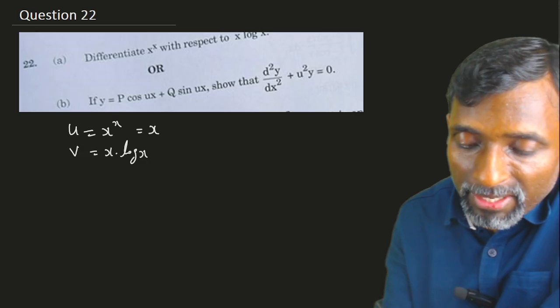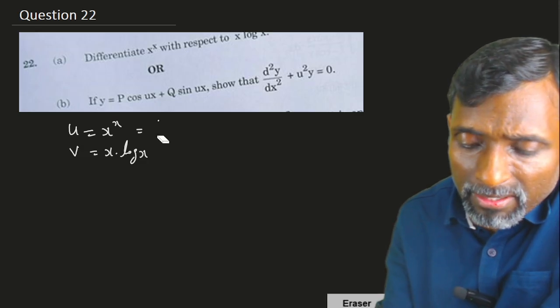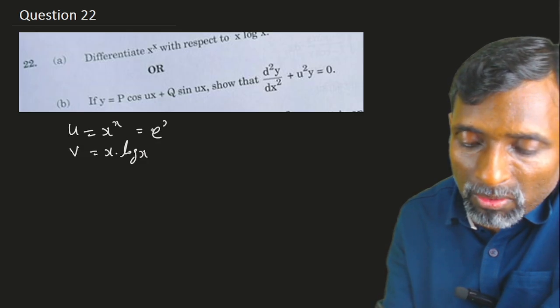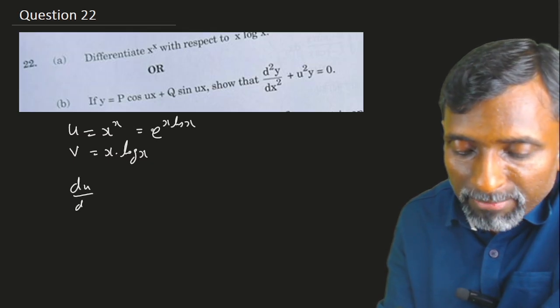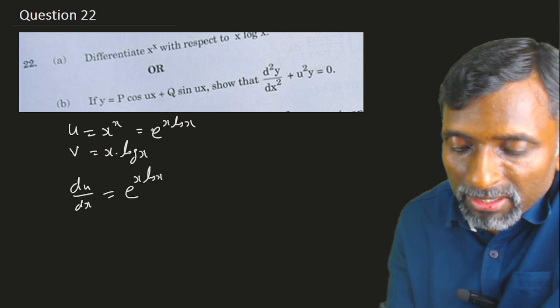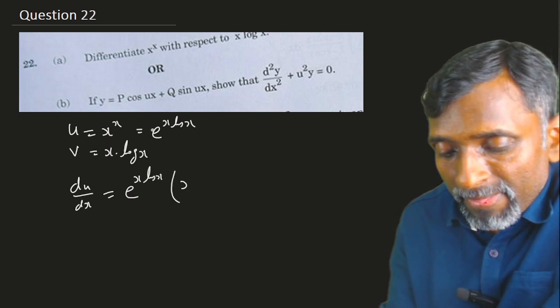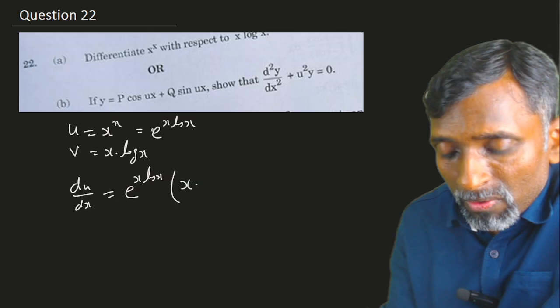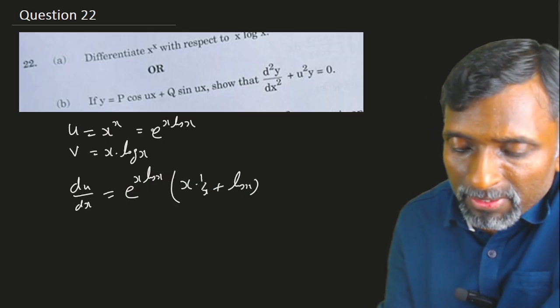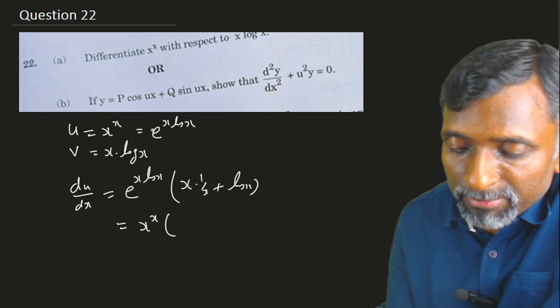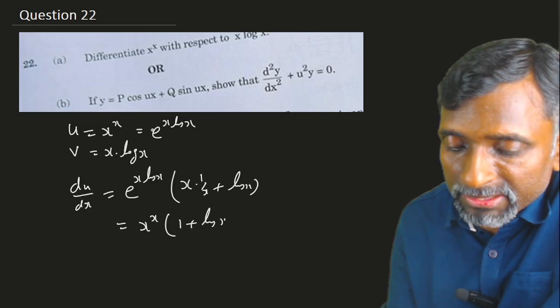So x to the power x can be written as e to the power x log x. Now we can find du by dx by chain rule. It will be e to the power x log x multiplied by (1 by x times x, plus log x). So we got the answer x to the power x multiplied by 1 plus log x.